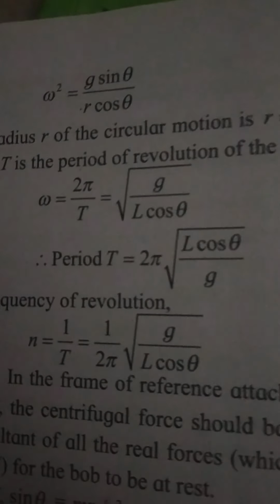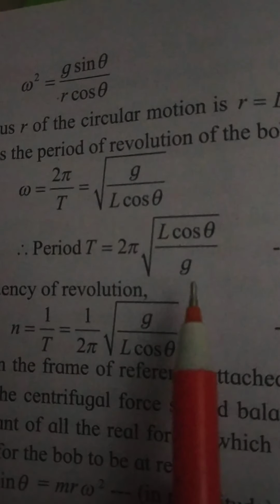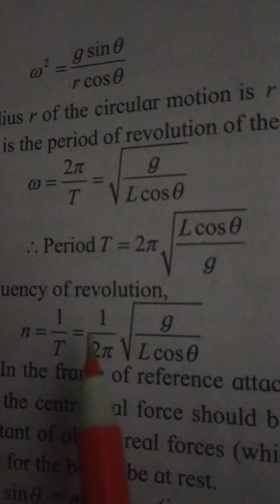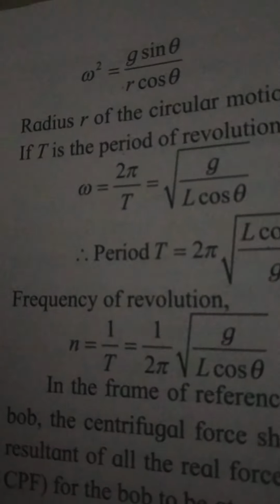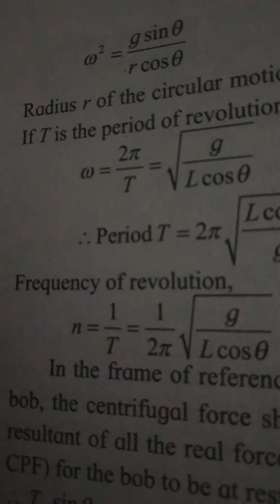So we get two formulas. The time period is 2 pi root of L cos theta upon g, and the frequency n is equal to 1 upon T, which is 1 upon 2 pi root of g upon L cos theta. Okay, here I have completed the points on applications of uniform circular motion.